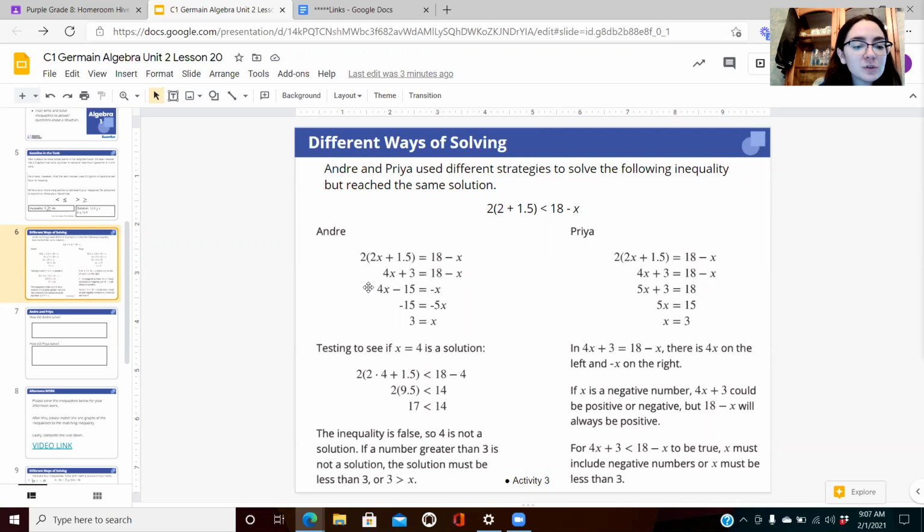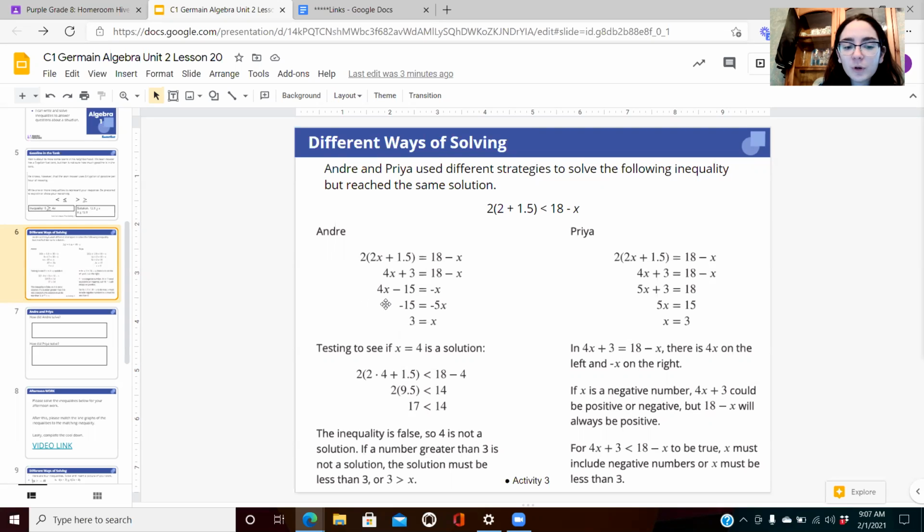Then from step 2 to step 3, oh goodness, what did we do here? Nice job, Max. Max says we subtracted 18 from both sides. Yes, that's exactly correct. Awesome. Let's see what we did here. We went from step 2 to 3. We subtracted 18 from each side.